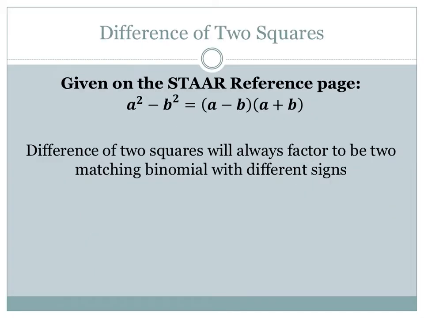Alright, so on our STAAR reference page, on our EOC formula chart that we get to use, we're actually given this formula right here. A squared minus b squared is the same thing as a minus b times a plus b. This is the difference of two squares, okay? So when I'm given factors and I know that it's the difference of two squares because it's the same variable and the same b values, a positive b and a negative b, one of the ways that we can shorten it up is by going like this, a squared minus b squared.